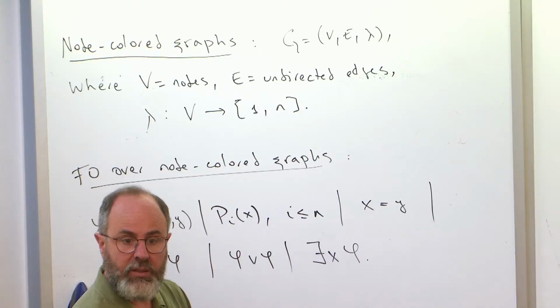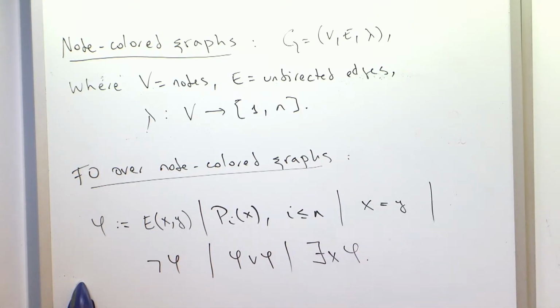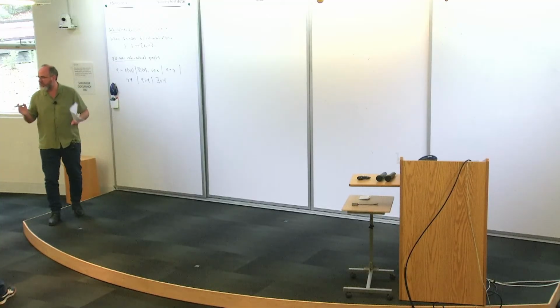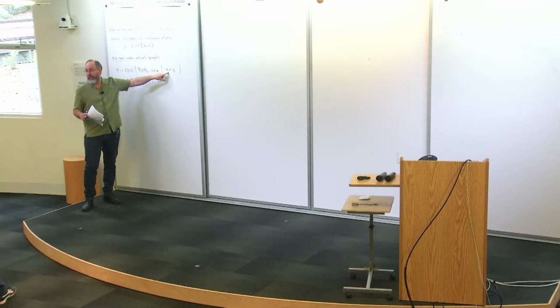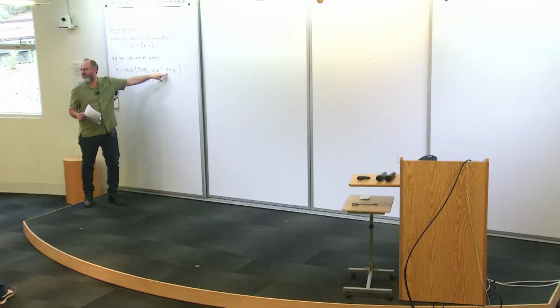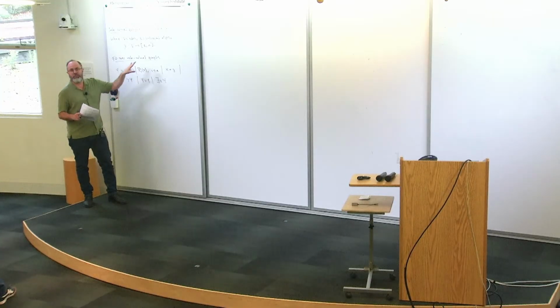So x equal to y doesn't mean that they have the same color, or it does? No, it doesn't. It means that they are the same node. So in particular, they will have the same color, right? So it is a much stronger condition. This is a relation, but a very specific relation because it's the identity relation. So this is what you can express in first-order logic over node-colored graphs.